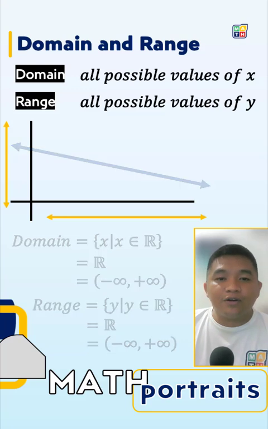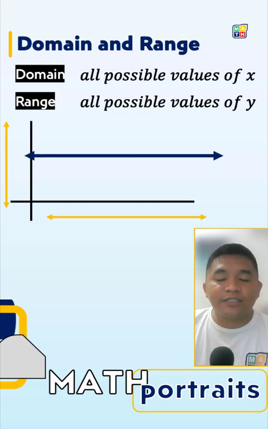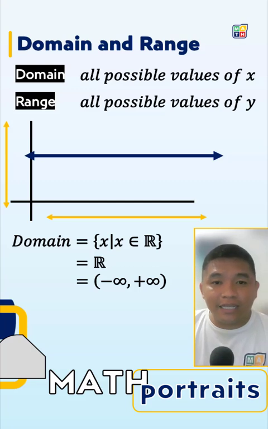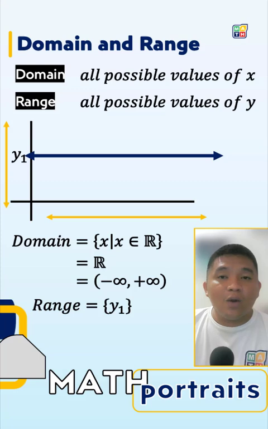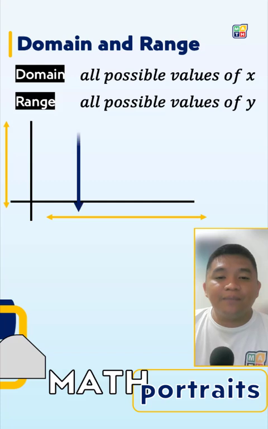Now, what if our graph is actually considered as a horizontal line? We can see here that our x still extends in both directions from left to right. In short, our domain is still the same as earlier. However, for our range, as we examine from up to down or down to up, the graph only intersects our y-axis at exactly one point, and it doesn't change because we have here a horizontal line. In short, our range now is no longer the set of real numbers. That would mean our range is just the set containing y sub 1, the value of y where our line intersects.